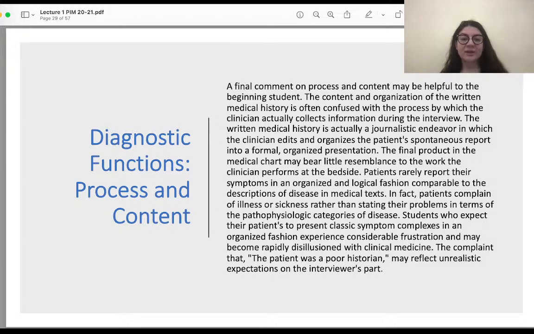Patients rarely report their symptoms in an organized and logical fashion comparable to the description of disease in medical texts. In fact, patients complain of illness, sickness, rather than stating their problems in terms of pathophysiologic categories of disease. Students who expect their patients to present classic symptom complexes in an organized fashion experience considerable frustration and may rapidly become disillusioned with clinical medicine. The complaint that the patient was a poor historian may reflect unrealistic expectations on the interviewer's part.